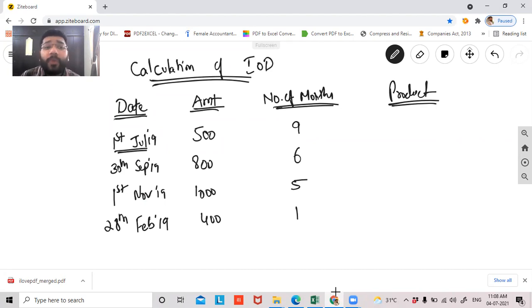Then now we have to calculate the product, guys. 5 nines are 45. Can I say 4,500? You can use the calculator, guys. 500 into 9 months plus 800 into 6 months plus 1000 into 5 months plus 400 into 1 month. 14,700, guys. 14,700 is the total.